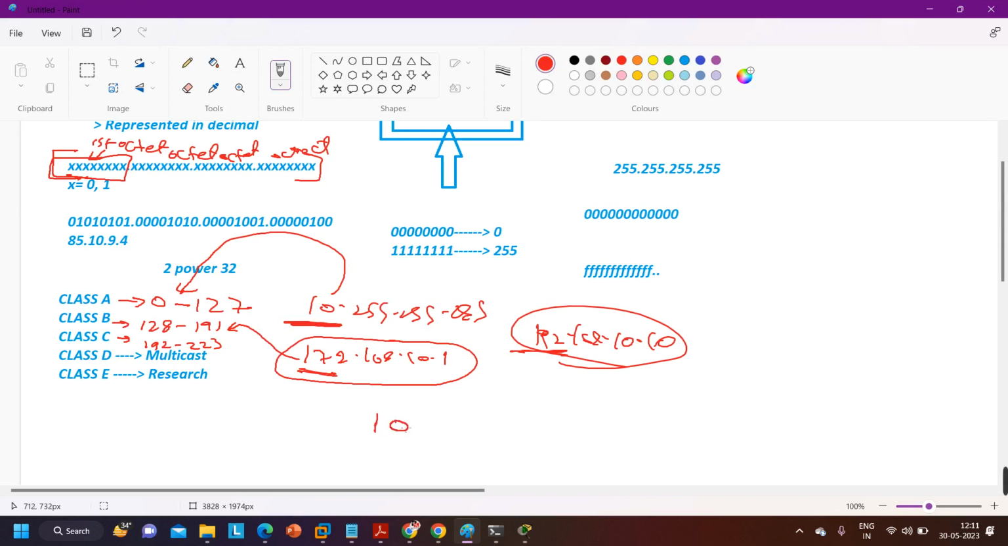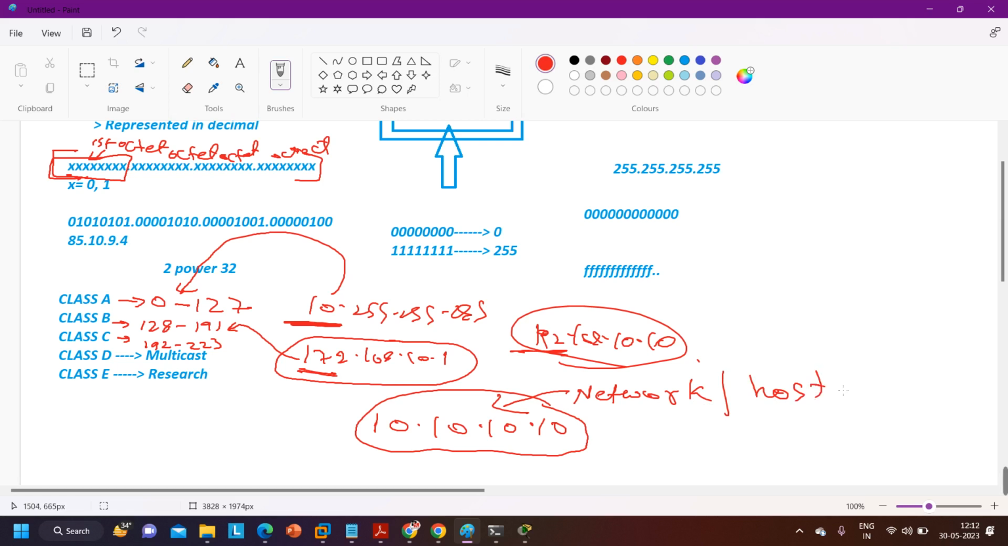Any IP address, like I am writing one IP, 10.10.10.10. This is a valid IP address, everyone knows. But this IP address is a combination of two things. Each and every IP address is a combination of two things. First is network bits, and second is host bits. Network bits plus host bits.